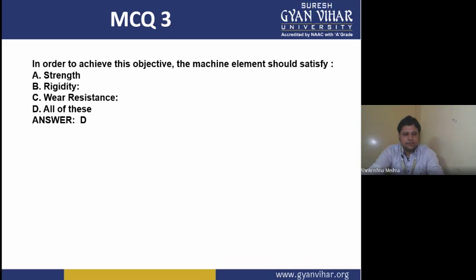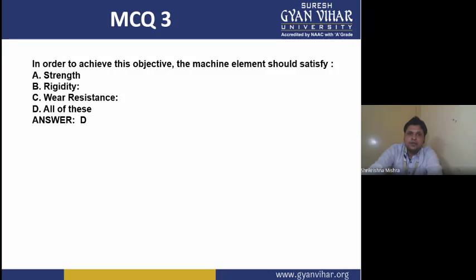What does MCQ number 3 say to you? Question number 3 says that in order to achieve the objective, the machine element should satisfy all these qualities. Strength is also needed by the machine element. The machine element should also be rigid. The machine element should be wear resistant. If all these three qualities are important for a machine element, you can't ignore any of them.